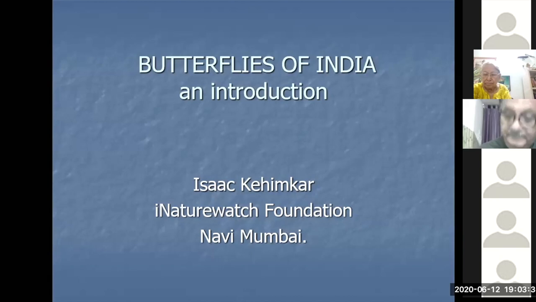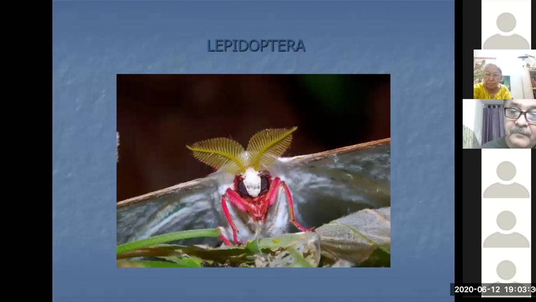So basically, we start with Lepidoptera, scaly winged insects. You are staring at a moth, a moon moth with a feathery antenna. This antenna is the one that makes the difference between butterflies and moths. But actually, butterflies and moths belong to one group only. They are Lepidoptera, scaly winged insects.